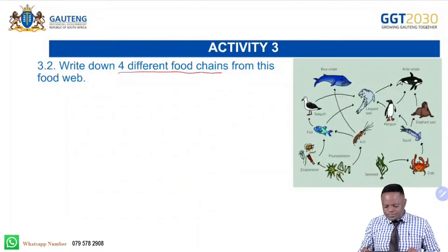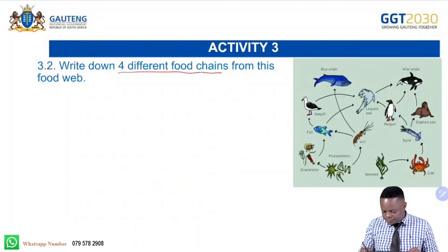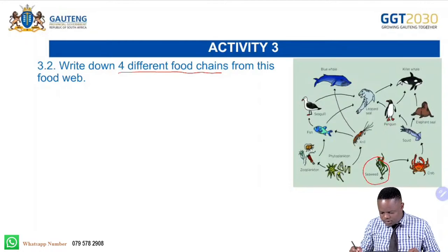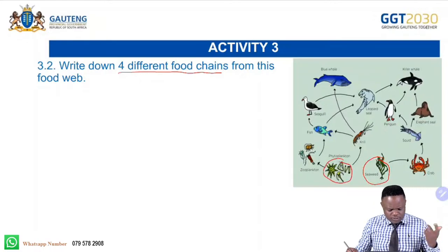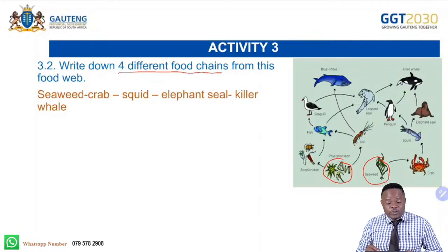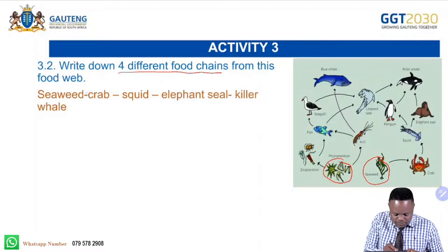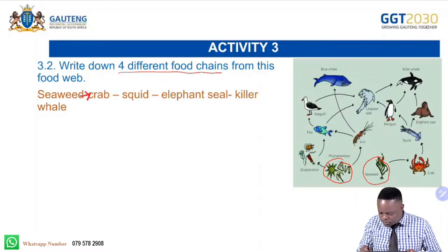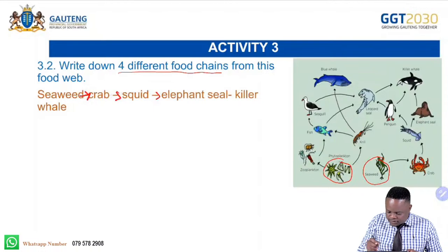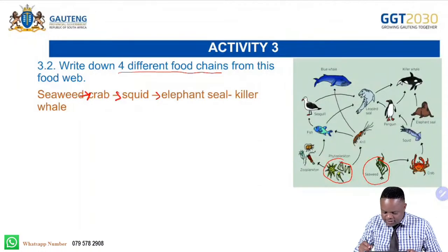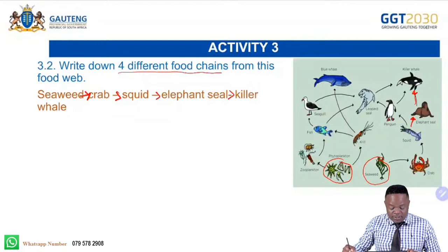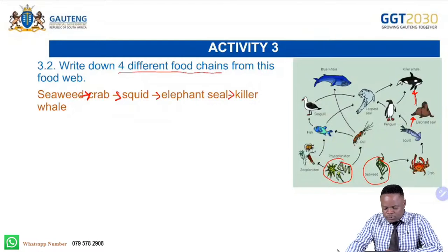Right, remember the trick we said, identify first of all the producers. The producers, they put arrows pointing away. You have seaweed, one producer. What else? You have phytoplankton, one producer. So you can choose, starting with your seaweed. Remember we said we use arrows pointing away. So you have a seaweed, then you follow the arrow there, go to a crab. From the crab, you go to a squid. Okay, squid, you can go to an elephant seal. From your elephant seal, then the killer whale. Right, then you have a complete food chain there.